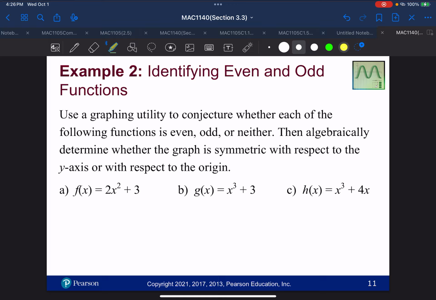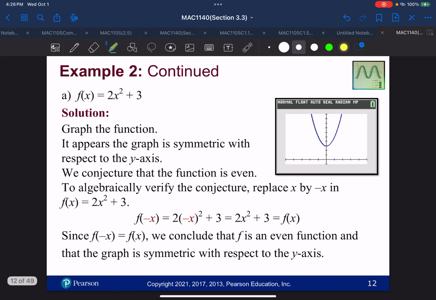Okay, so now we're going to look at a couple different functions and determine whether they're even, odd, or neither using a graphing calculator, and then I'm going to show you how to do it algebraically. So the first example is f of x is equal to 2x squared plus 3. If you graph this on your graphing calculator, you'll get the graph to the right, and it's pretty easy to see that this is symmetric with respect to the y-axis. So this function is even.